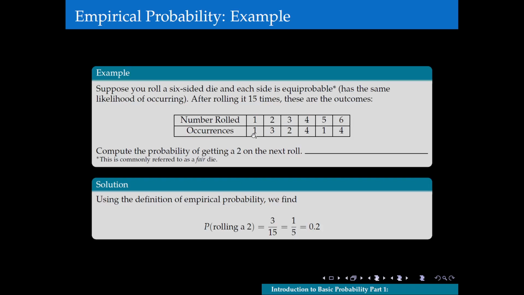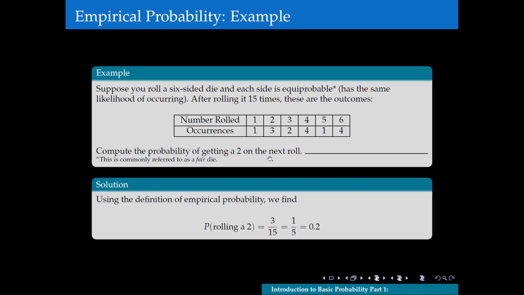So notice the number of occurrences must equal the total number of times that we did it. Otherwise, we're not accounting for something. We have to record something every single time, whether it's a repeat or not. So you notice that the sum 1 plus 3 plus 2 plus 4 plus 1 plus 4 is 15.